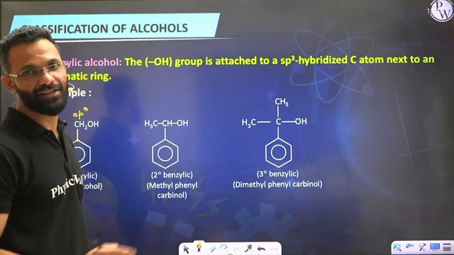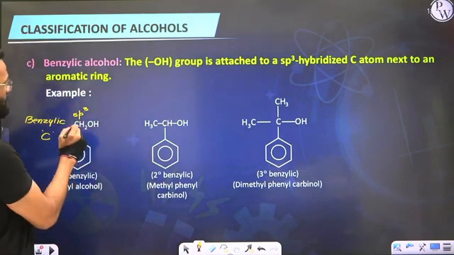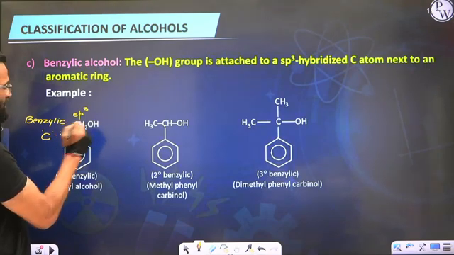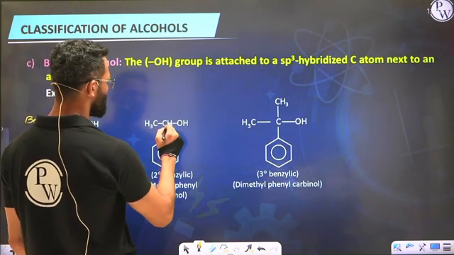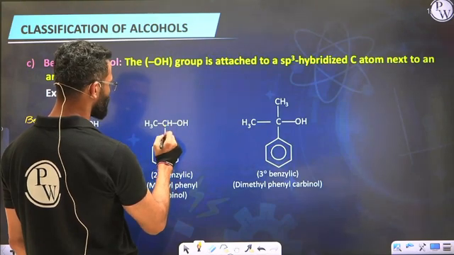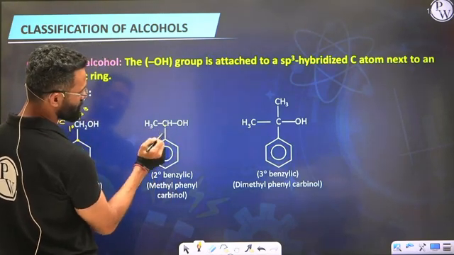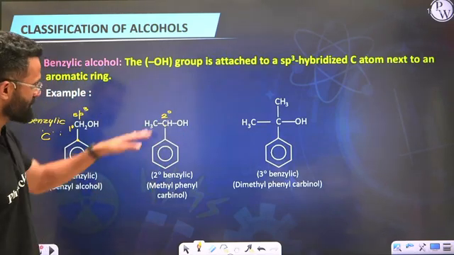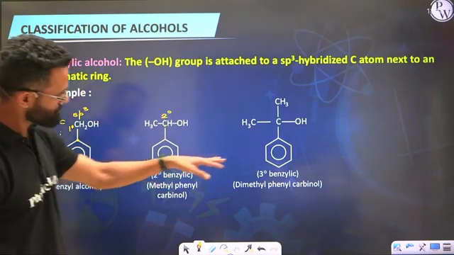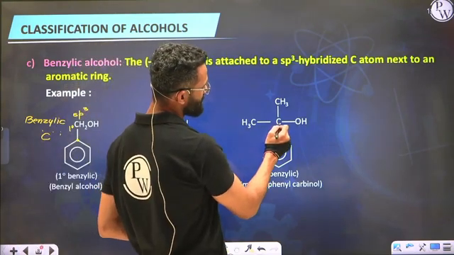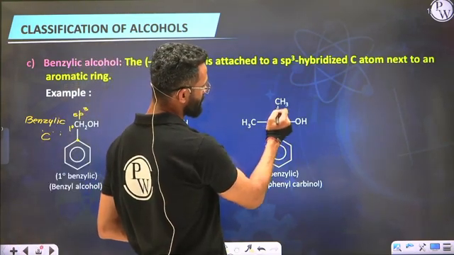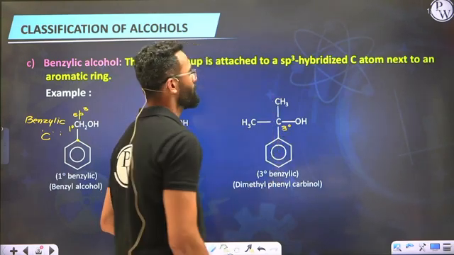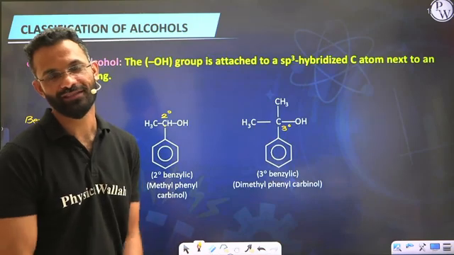However, the degrees are different. Here the benzylic carbon is connected to only one carbon directly, so this is primary benzylic. Here the benzylic carbon is directly connected to two other carbons, 1 and 2, so the degree of this carbon is secondary. So we refer to this as secondary benzylic alcohol. Here the benzylic carbon is directly connected to three other carbons, 1, 2 and 3, so you call this tertiary benzylic alcohol.